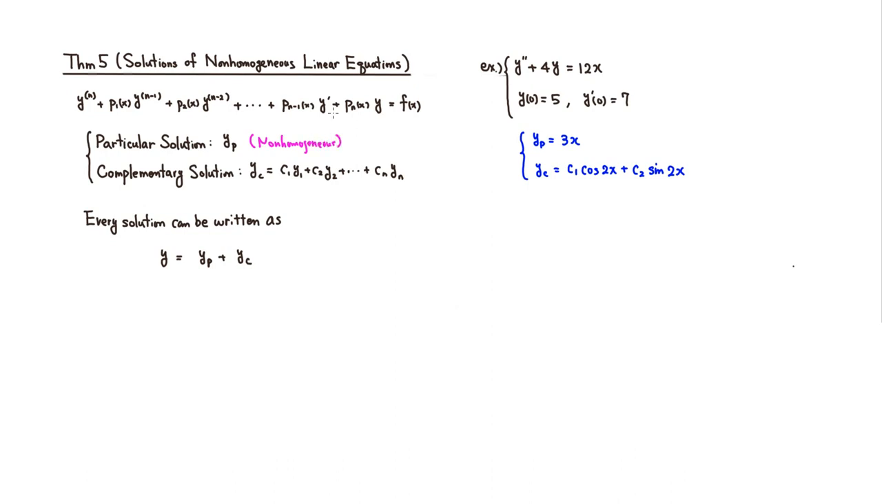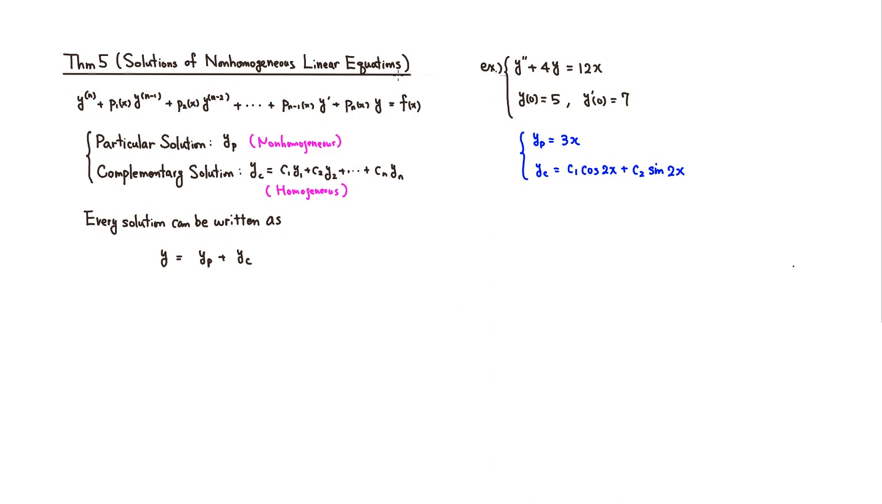Then the complementary solution is the solution of the homogeneous equation. So we set the right-hand side equal to 0, then find the solution. Here's the conclusion of the theorem: every solution can be written as the sum of the particular solution and the complementary solution.